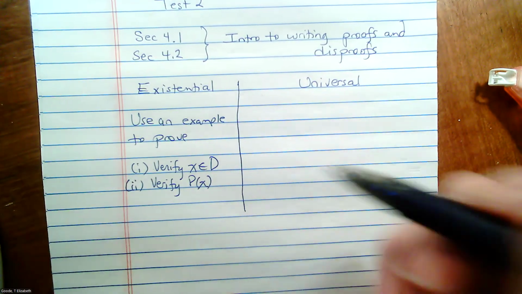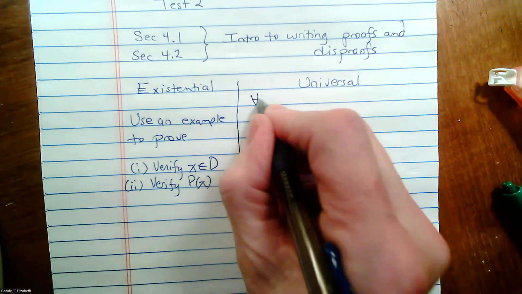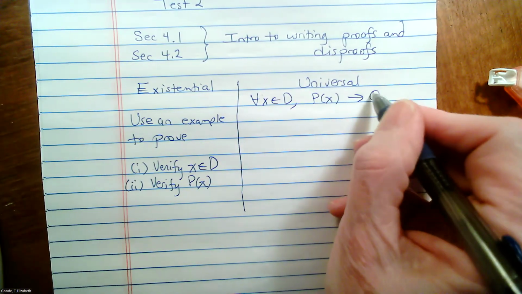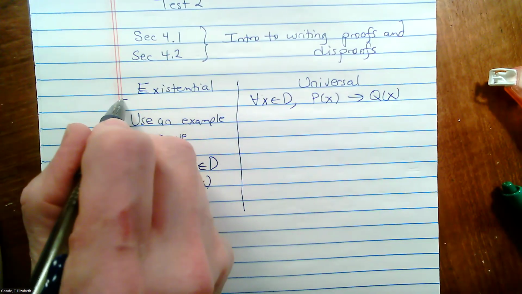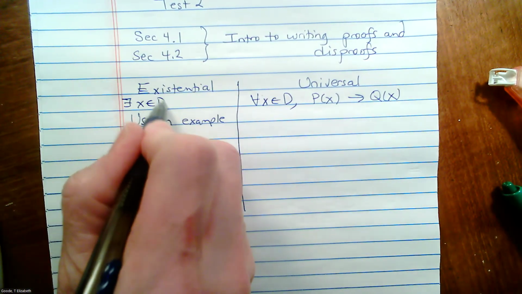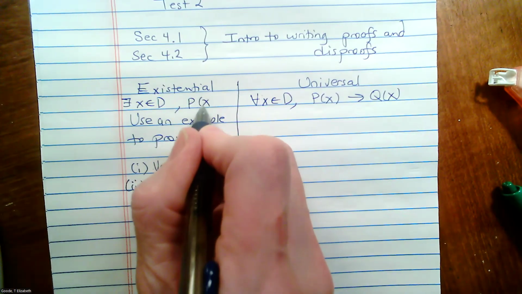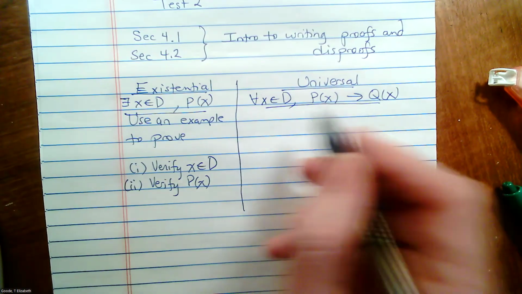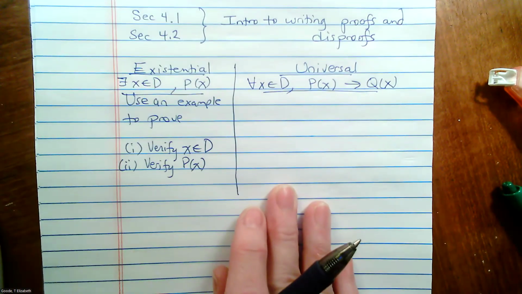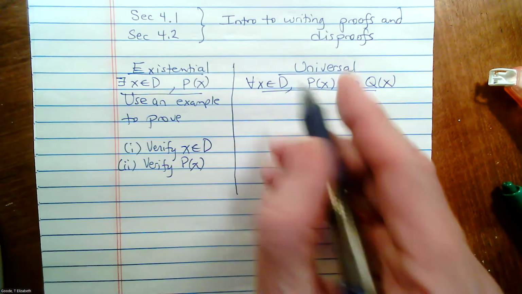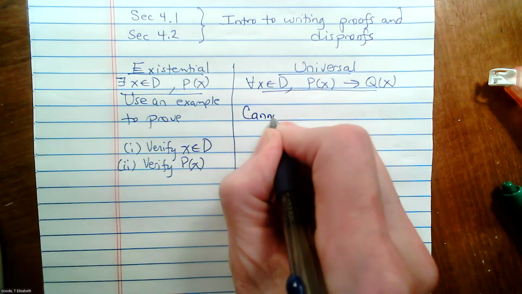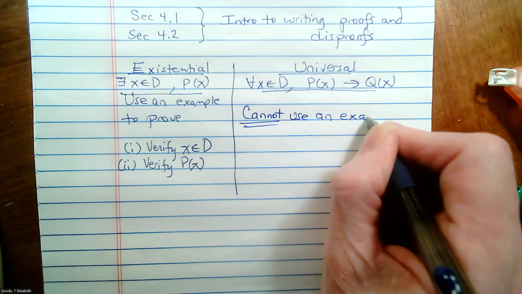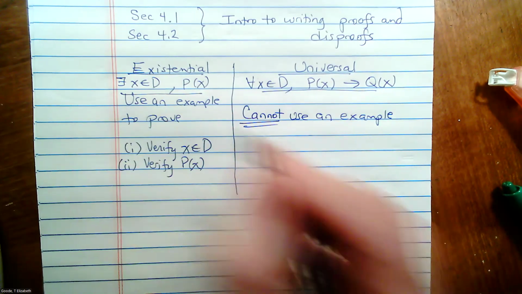But if it's universal, like for all X in D, if P of X, then Q of X, as opposed to existential, which is there exists an X in some domain such that P of X, they're two entirely different kinds of statements. We have three proof methods for universal, but we cannot use an example. Also, it's for universal that we have to do the scrap work and everything.